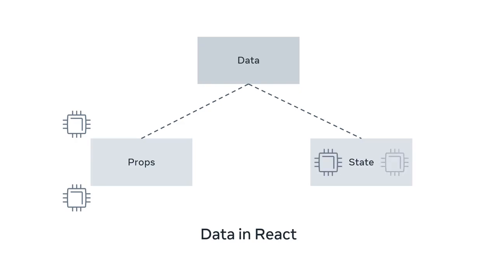State data is data inside the component that it controls and can mutate. It also helps to think of it like this. The props data belongs to the parent that renders the component. The state data belongs to the component itself. To demonstrate this, let's open up VS Code and work through an example.